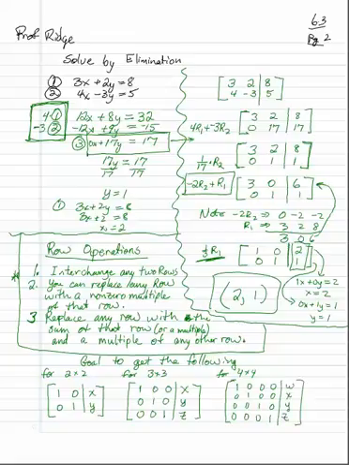Okay, and then again, the idea basically, you can continue this, is you get ones down what we call the main diagonal. So in the 1 1 spot, 2 2 spot, 3 3, 4 4, 5 5, and so on, and then you get zeros everywhere else. And then the augmented matrix part will be your solution, w, x, y, z, however many variables you have.